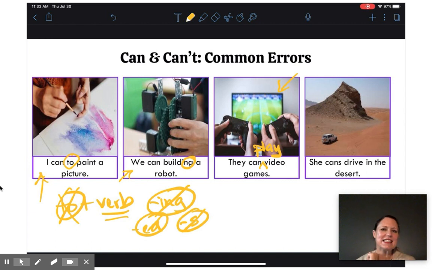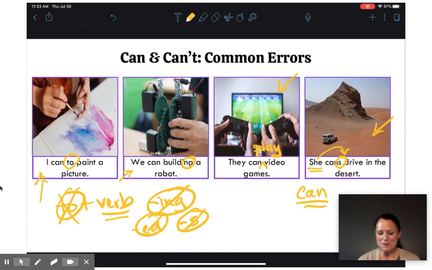All right. And the last example of our common error here, do you see it? That's right. We've added an S onto the can. This one makes sense. I have a singular subject, right? Which means I need an S on my verb. Remember, can never changes. It doesn't need anything extra.